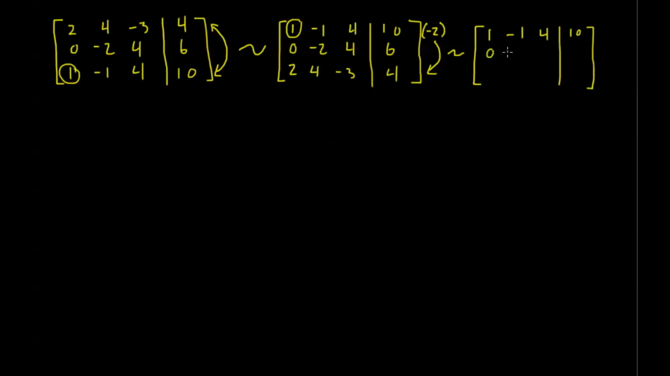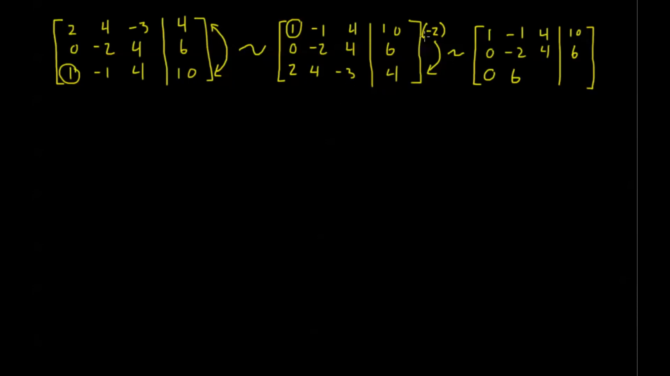All right, I still have 0, -2, 4, 6 for my second row. But my bottom row is now different. I've multiplied my top row by -2 and added it to my bottom row. So 1 times -2 is -2, plus 2 is 0. So now this first entry is 0 in my bottom row. -1 times -2 is 2, so that's going to give me a 6 here when I add that 2 to 4.